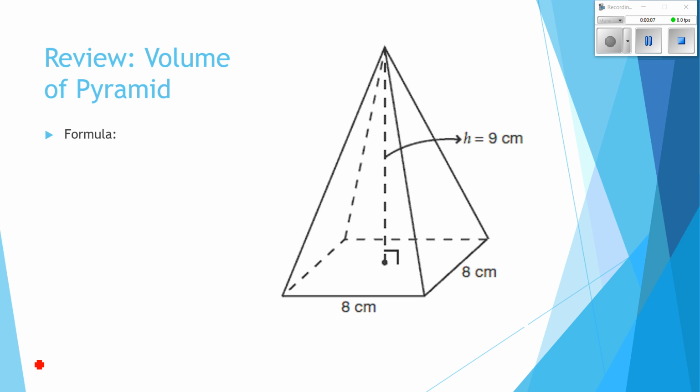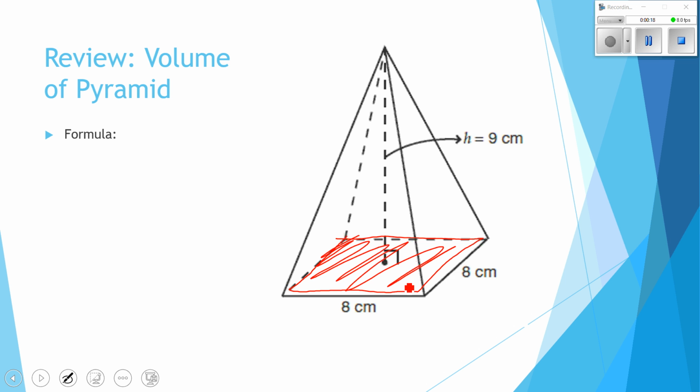So we're going to do a quick review over yesterday and look at the volume of a pyramid. Now remember, a pyramid is a three-dimensional figure that has one base, the flat part it sits on, and all of the lateral sides meet at the same vertex. And the volume formula is that the volume is equal to the area of the base times the height divided by 3.